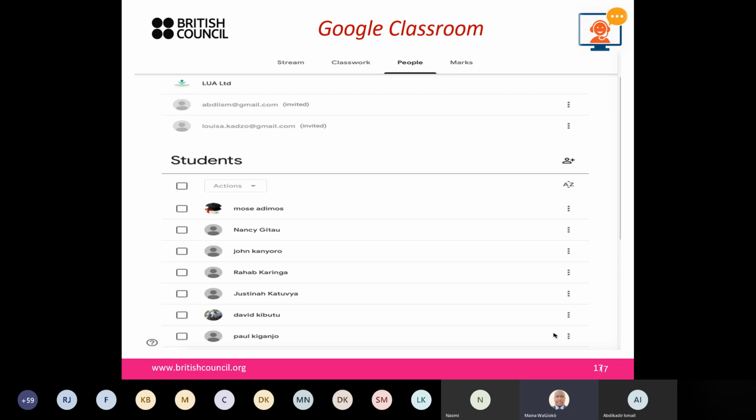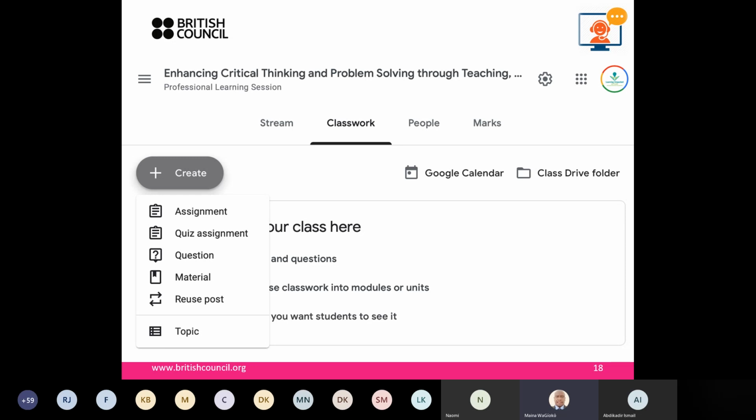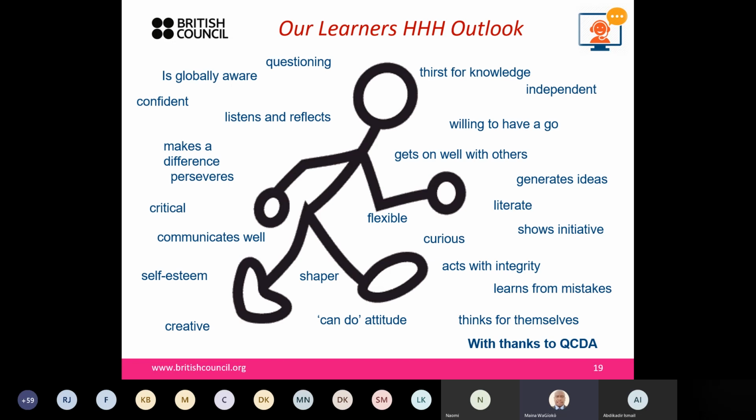Then if you click people, you can see your classmates. And if you click classwork, you will see assignments. There will be assignments, there will be quizzes, there will be materials. Materials is if there's an article you want to read, we'll post it there. So this is our class where we have everything posted.